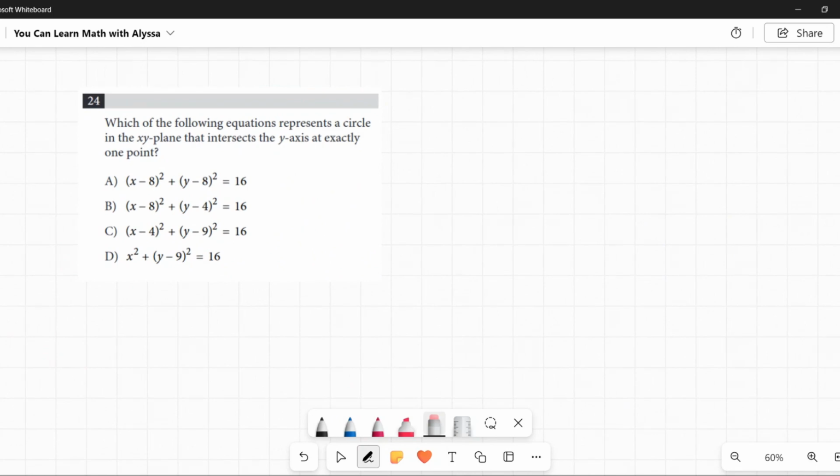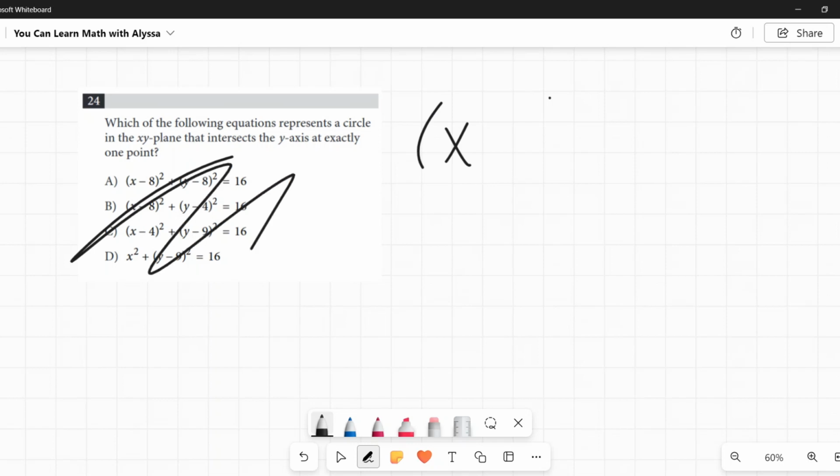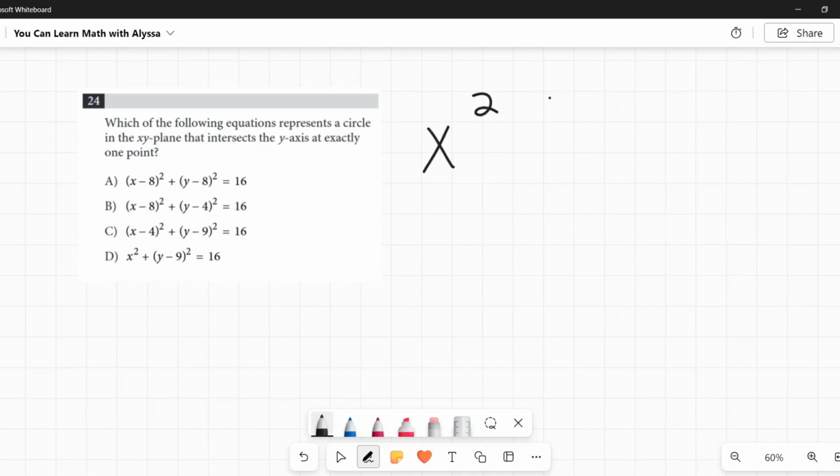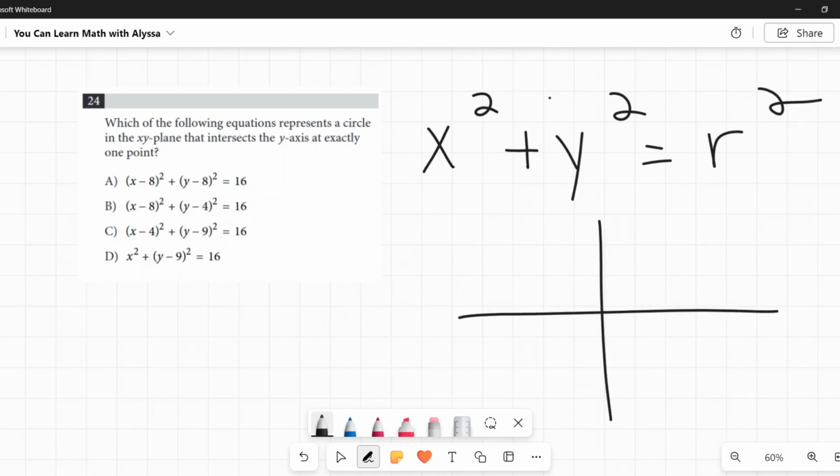24. Which of the following equations represents a circle in the xy plane that intersects the y-axis at exactly 1 point? They're just testing your knowledge of the equation of a circle. When you have a circle, and I'm not going to use these numbers at first, I'm just going to use random numbers. Here is your baseline for a circle. X squared plus y squared equals r squared. That is a circle with its vertex at the origin, and that r squared is the radius squared.